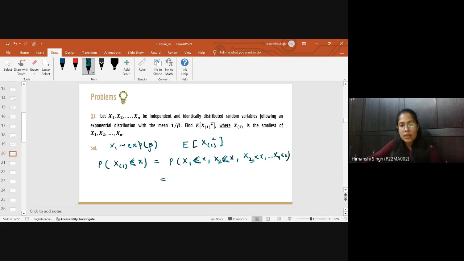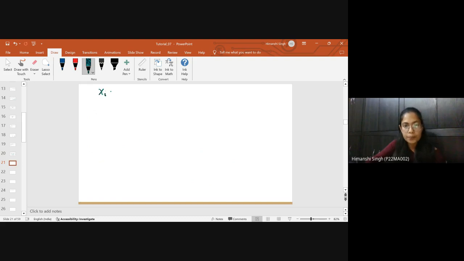Okay, so because X1, X2, ..., Xn are independent, I can say product, i going from 1 to n, probability Xi less than x. Now, what is this? This is basically the cumulative distribution function of Xi. So we have this exponential distribution, Xi follows exponential beta. So what will be the density? What will be the density of the exponential distribution?